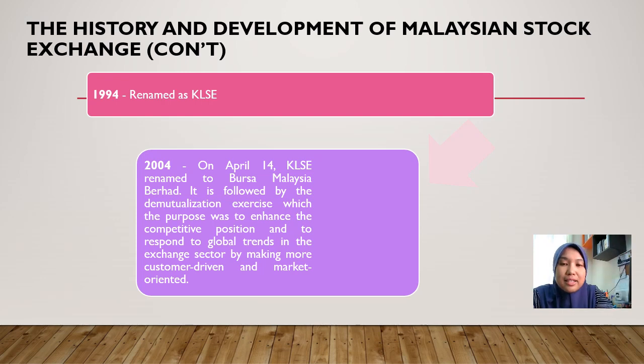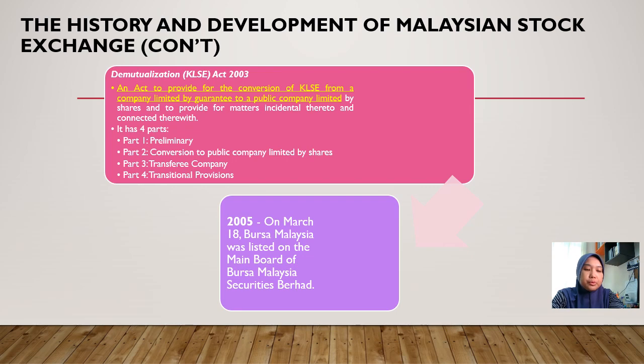It was followed by the demutualization exercise, whose purpose was to enhance the competitive position and to respond to global trends in the exchange sector. The name Bursa Malaysia comes from the Demutualization Act 2003. To change the name, you also need to go to parliament. This is an act to provide for the conversion of KLSE from a company limited by guarantee to a public company limited. In 2005, Bursa Malaysia was listed on the main board of Bursa Malaysia Securities Berhad, so everyone can buy this stock.